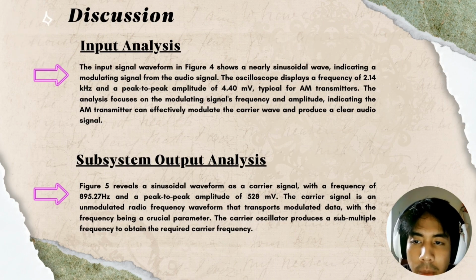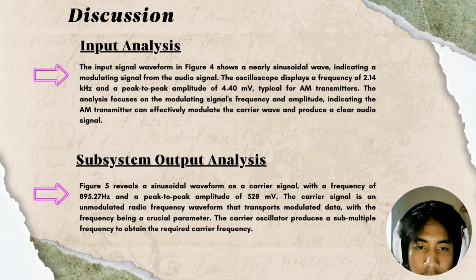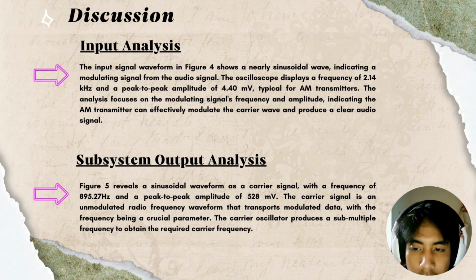For the discussion part, firstly we're going to talk about input analysis. The input signal waveform in figure 4 shows a nearly sinusoidal wave, indicating a modulating signal from the audio signal. The oscilloscope displays a frequency of 2.14 kHz and a peak-to-peak amplitude of 4.40 mV, typical for an AM transmitter. The analysis focuses on the modulating signal's frequency and amplitude, indicating the AM transmitter can effectively modulate the carrier wave and produce a clear audio signal.